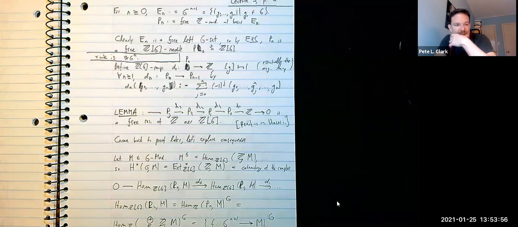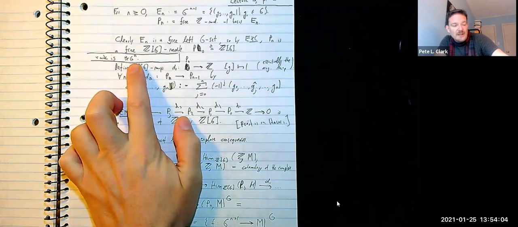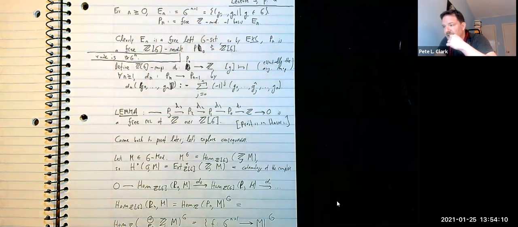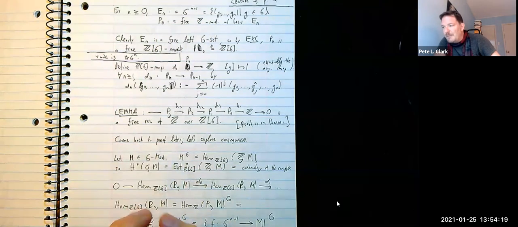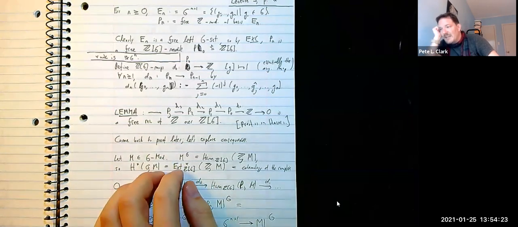So Pn is a free ZG module. Again, its rank is going to be the cardinality of the Cartesian product of n copies of G. We skipped the content here, and I am going to skip it because it's proved perfectly well in Harari's book. But in a relatively innocent way, you can get a resolution here.